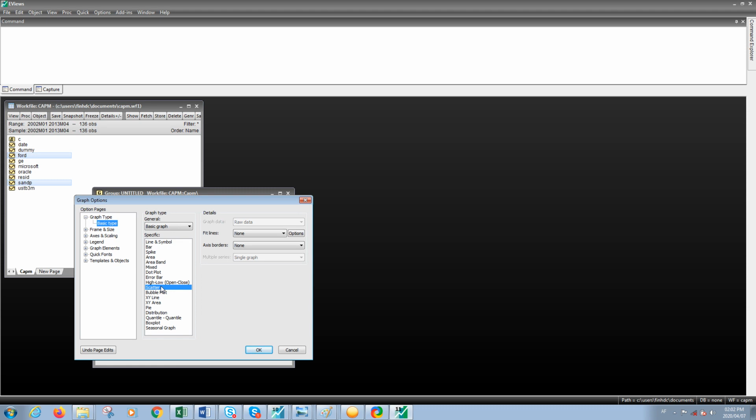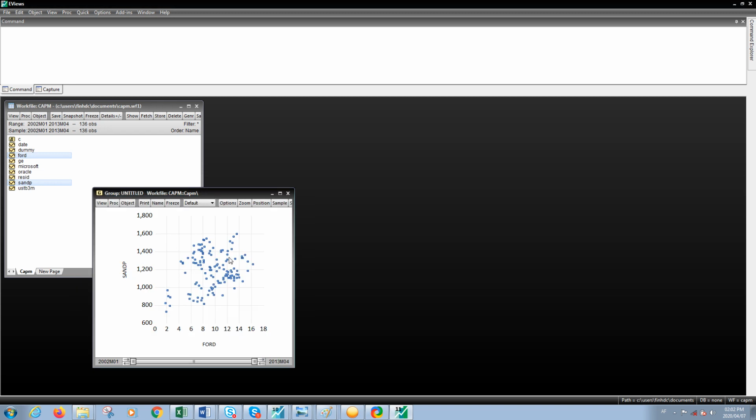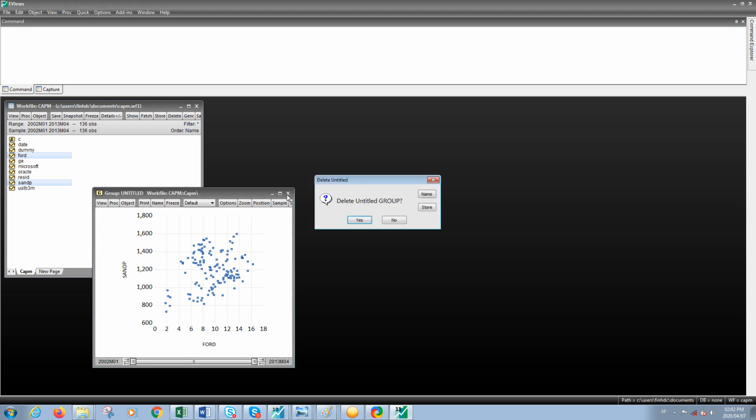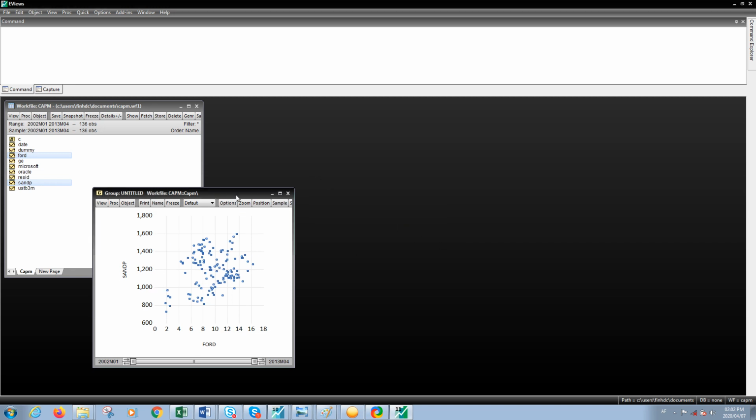To draw up an XY plot, you go to scatter, not the XY line. It seems confusing, but you go to scatter, and there you've got your scatter plot. And I've done it the wrong way around. I've clicked on S&P first because you can see the S&P is now on the y-axis.